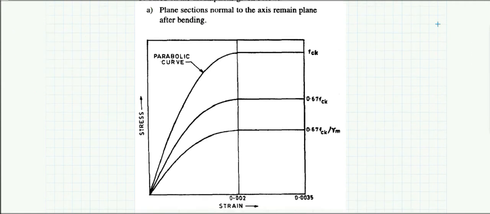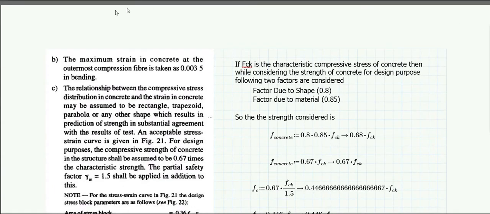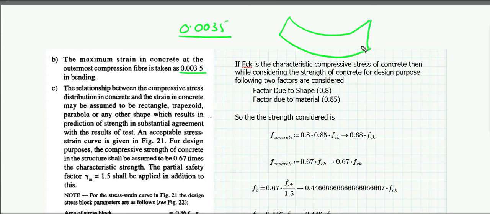So let's go to the next assumption. The maximum strain in concrete at the outermost compression fiber is taken as 0.0035 in bending. That means if you are deflecting a particular beam, in that case this is the compression fiber, this is the tension fiber. In that case, this is the strain diagram, right? At the top we have compression, at the bottom we have tension.